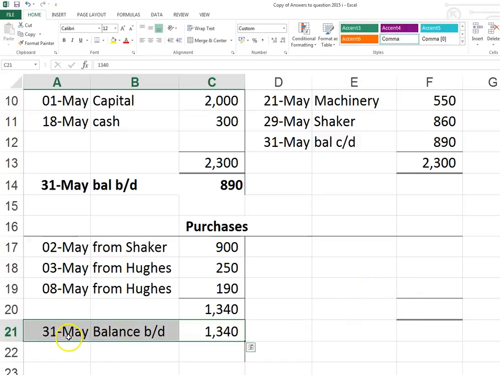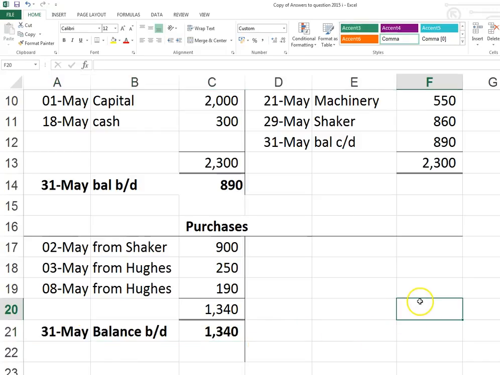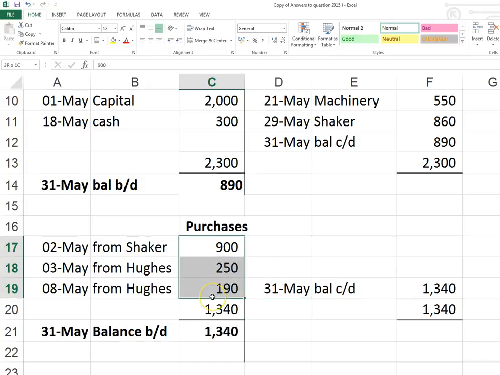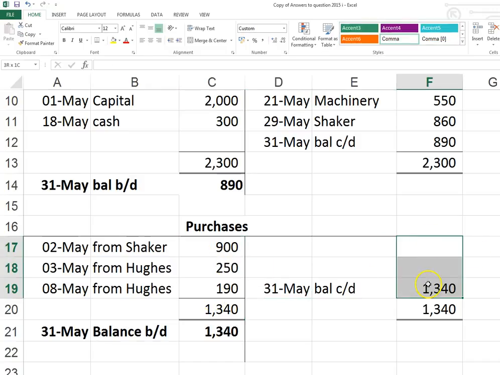Now it's best to finish it off, but that's the key thing there. So the reason we finish off is so someone, when they look at it, can see that, oh yeah, this account is done for the month of May, and it has a balance carried down and a balance brought down, and both sides balanced. That adds up to 1340. This adds up to 1340. So it's balanced.